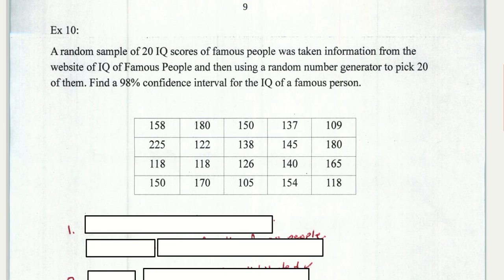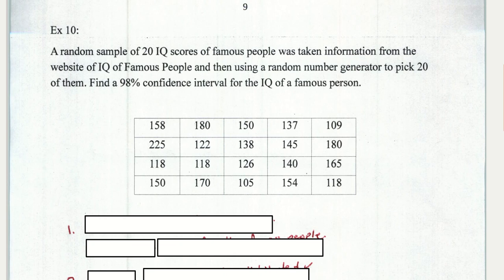Okay, so if you've got this data loaded into your calculator, we can continue looking through this. So there's 20 data points for the IQs of 20 randomly selected famous people. It says a random sample of 20 IQ scores of famous people was taken, information from the website of IQ of famous people, and then using a random number generator, so I'm thinking this was a simple random sample, to pick 20 of them. Find a 98% confidence interval for the IQ of a famous person.